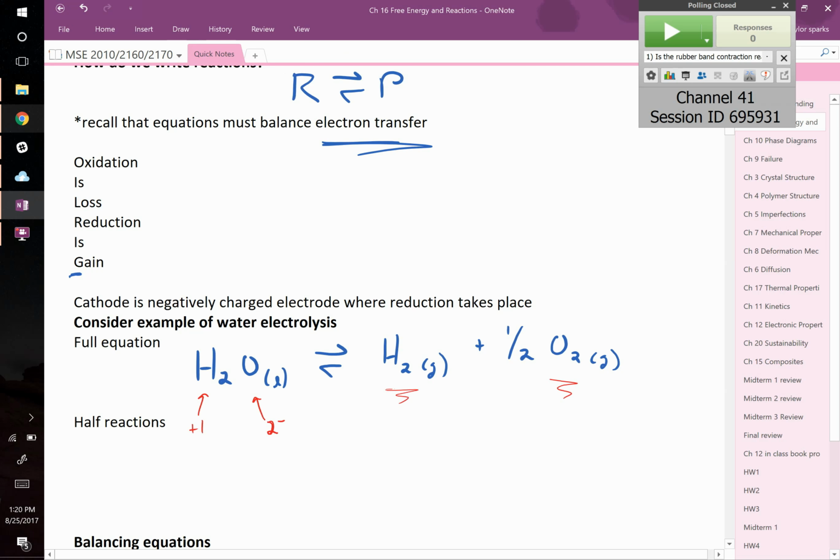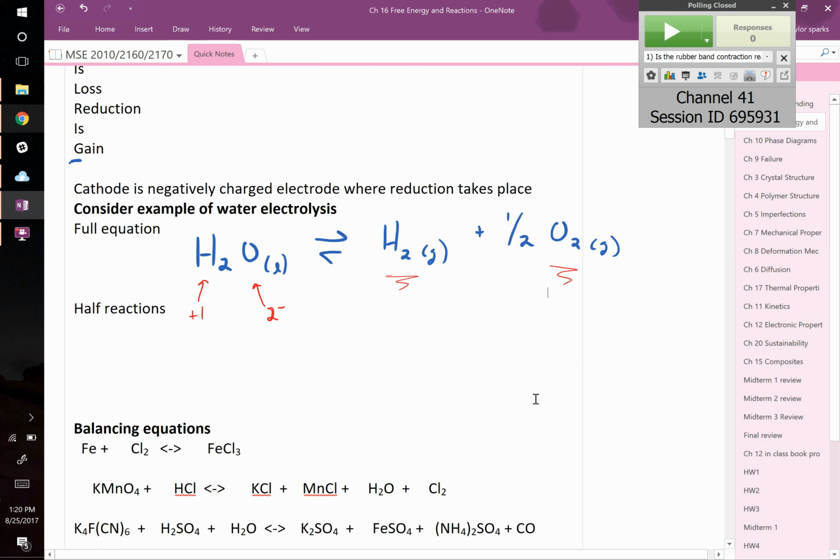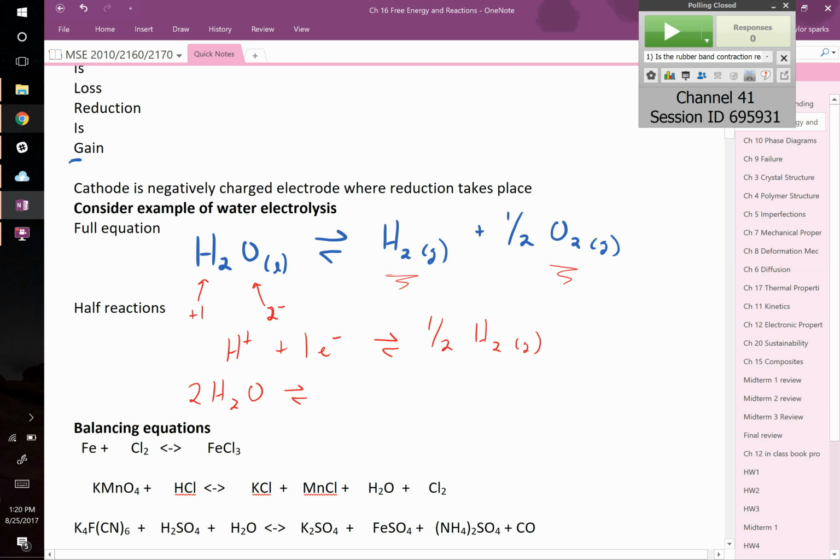So basically we must have had the following. I'm simplifying this, but we must have had hydrogen ions pick up one electron to form 1/2 of an H2 gas molecule. Meanwhile, you must have had, we'll just write it out like this, 2 H2Os create oxygen gas by separating out 4 H+ ions and 4 electrons, right?